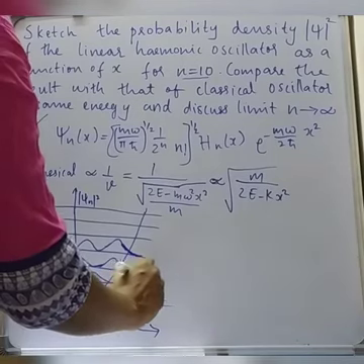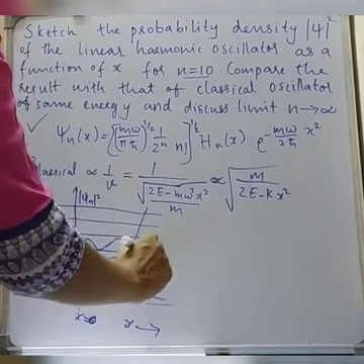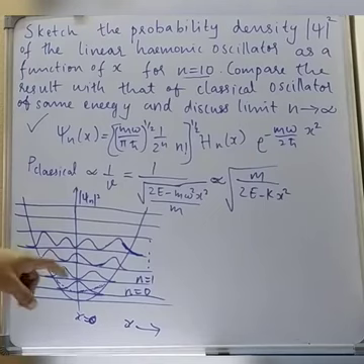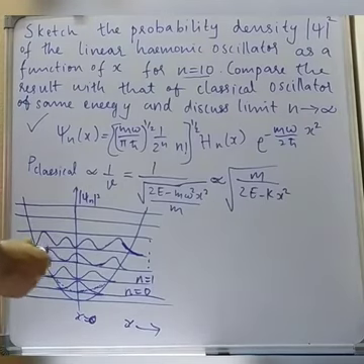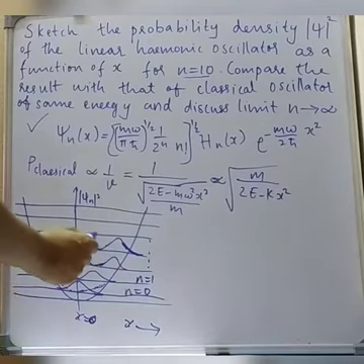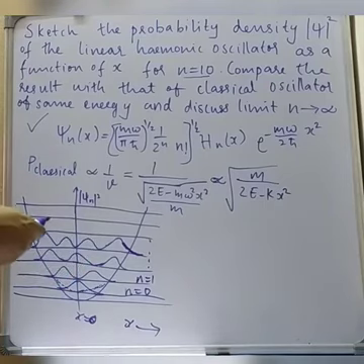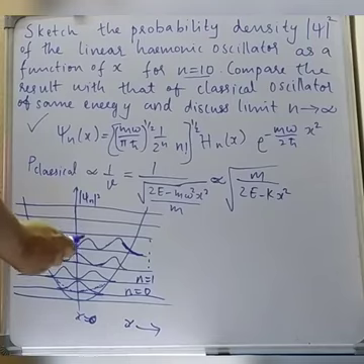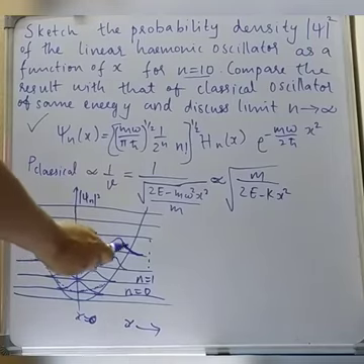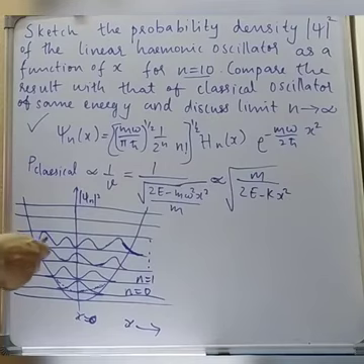N equal to 1, etc. See, as it progresses, we can see that the height of the ripples at the center is getting decreased. That means the probability to find the particle at the center is getting decreased, and the probability to find the particle towards the sides of the well is increasing.